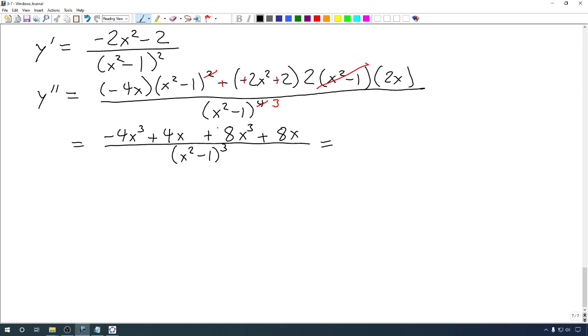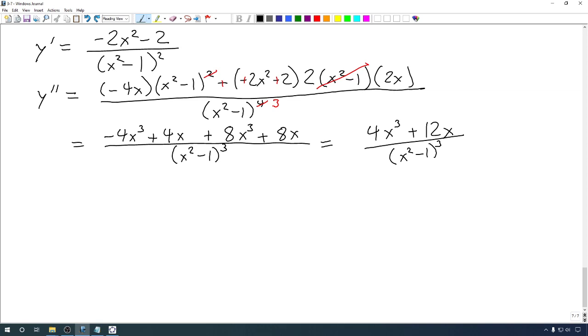We can combine like terms. We have an 8x cubed and a minus 4x cubed. That's going to be simplified down to 4x cubed. Then we have a 4x plus an 8x. This time we add the numbers instead of subtracting them, and we get a 12x. And so this is our second derivative, which is not as bad as you might have thought it could have been. I mean, it was a lot of work to get there, but it is going to be useful.